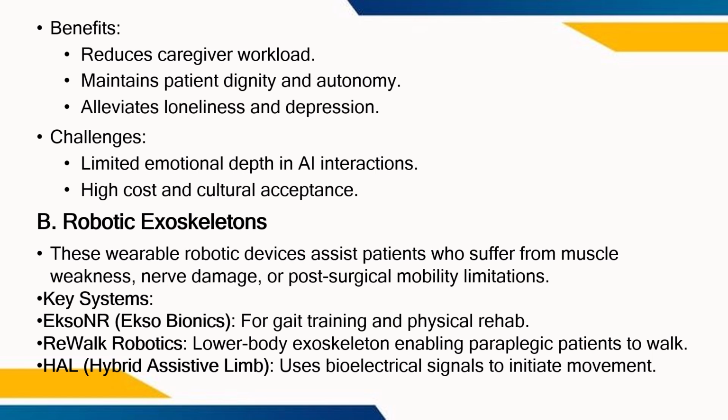Next are the robotic exoskeletons. These wearable robotic devices assist patients who suffer from muscle weakness, nerve damage, or post-surgical mobility limitations. The key systems used are Exo or Exobionics for gait training and physical rehab; ReWalk Robotics, a lower body exoskeleton enabling paraplegic patients to walk; and HAL, Hybrid Assistive Limb, which uses bioelectrical signals to initiate movement. So these are the three systems used. In the next slide, I'll be showing how it really looks.